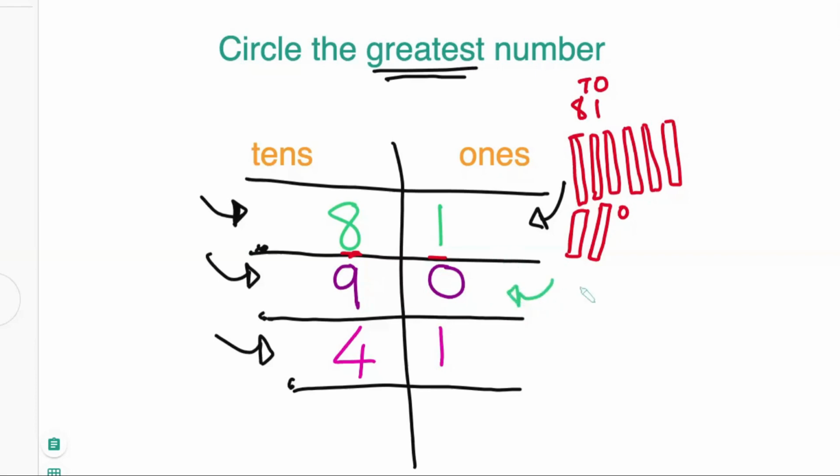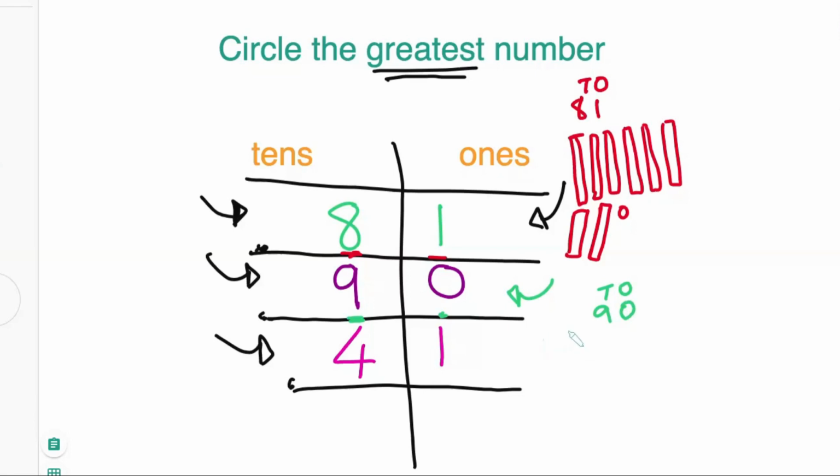What's our next number? 9 tens. No ones for this one. Let's write our tens and ones and our number underneath. It's number 90. Brilliant. 9 and a 0, 90. Here we go. Let's draw them out.